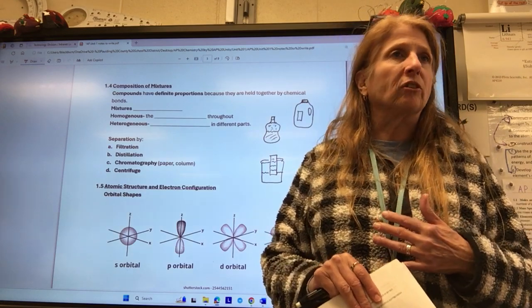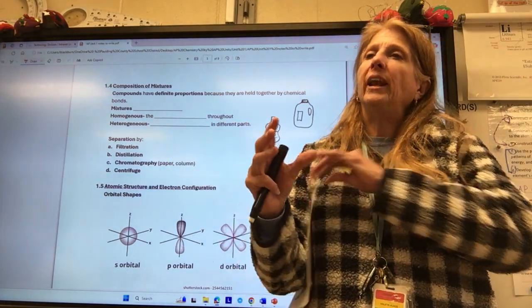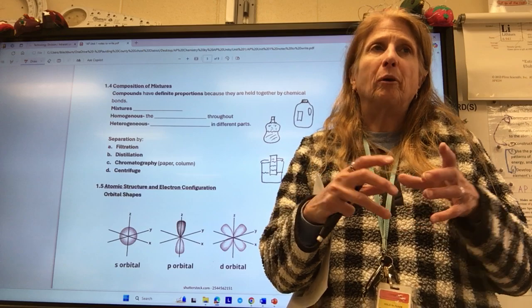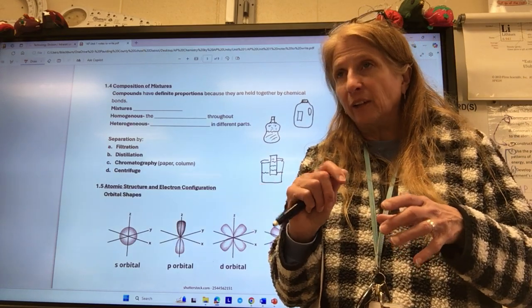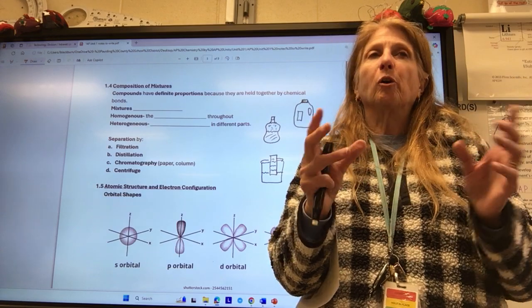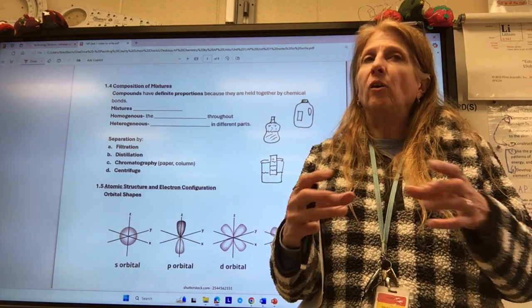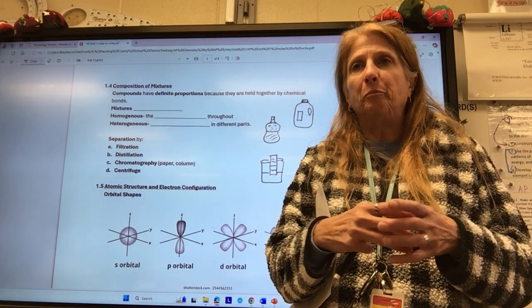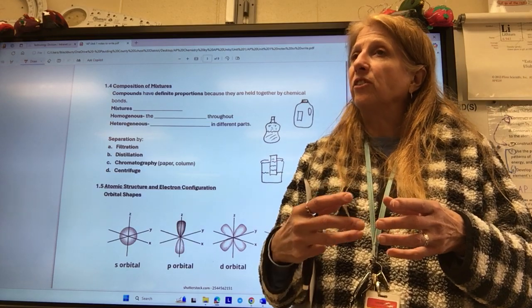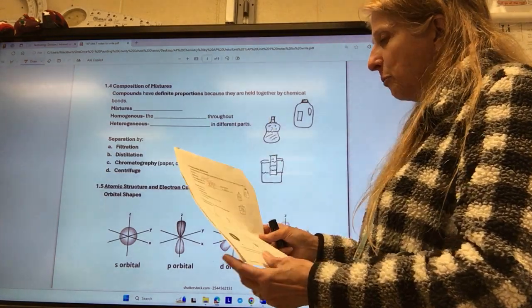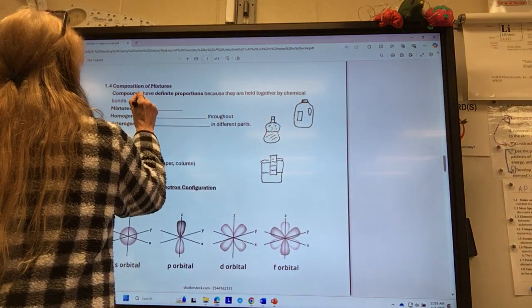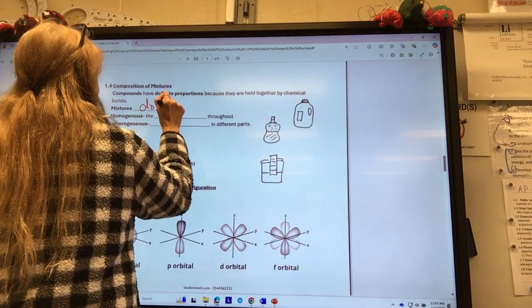My favorite mixture is chocolate milk, and you can add 1 scoop of chocolate per cup of milk, or you could add 4 and make it really good. Put a lot of Nestle's Quick in it. They're both chocolate milk, but they don't have the same ratio of chocolate to milk, but you can still taste the chocolate in the milk, right? So keep that in your head. So mixtures don't have definite proportions.